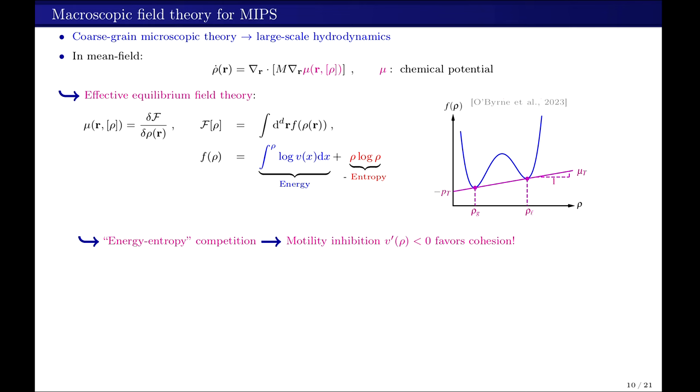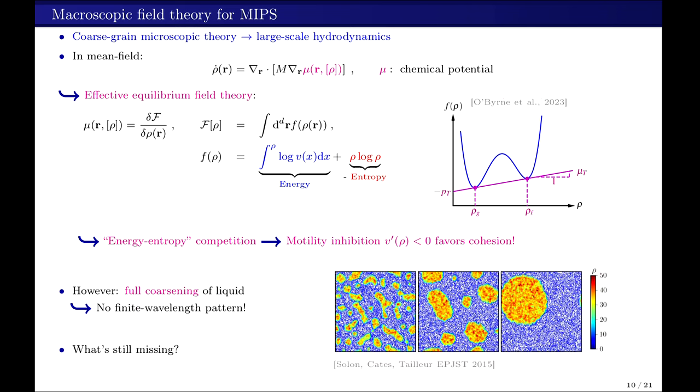I'm saying effective because, of course, this model is out of equilibrium, so there is no actual attraction between the particles. But from a formal point of view, we can call it an energy and an entropy. The competition between these two gives rise to a non-convex free energy, on which one can then use standard equilibrium methods like the common tangent construction and determine the gas density and the liquid density. So this effective energy-entropy competition is what explains motility-induced phase separation at the large scale.